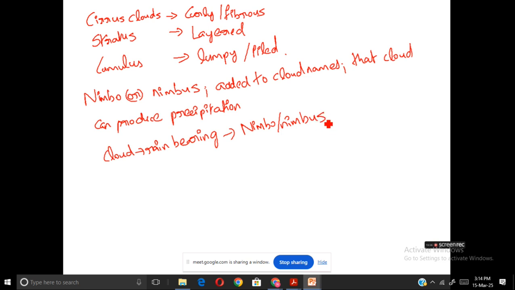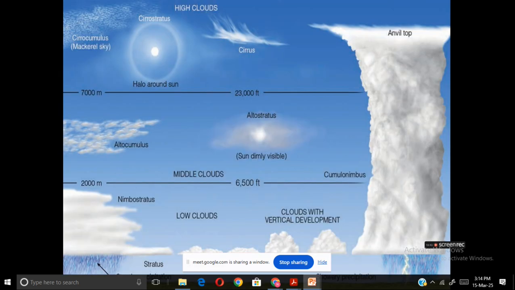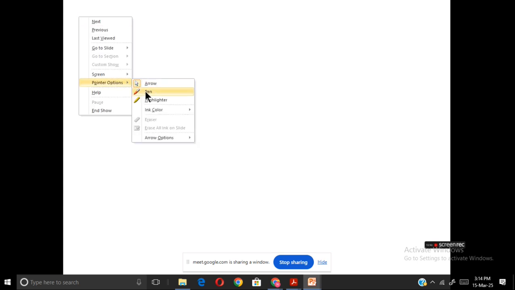nimbus. Okay. So based on height, we had three prefixes, which are cirro, alto, and strato, and based on shape, we had three types: cirrus, stratus, and cumulus. And if it is a rain-bearing cloud, it will have the prefix of nimbus. So this is how the clouds are generally named. Now let's see some of the examples of clouds.